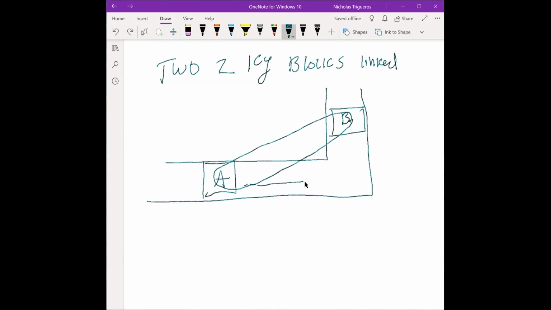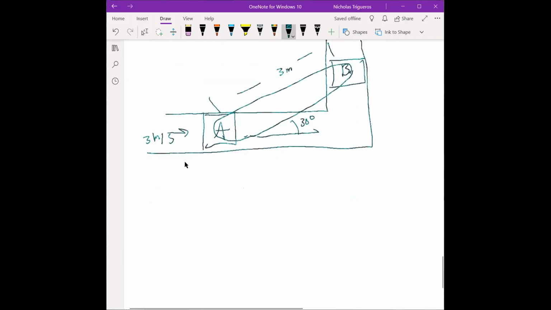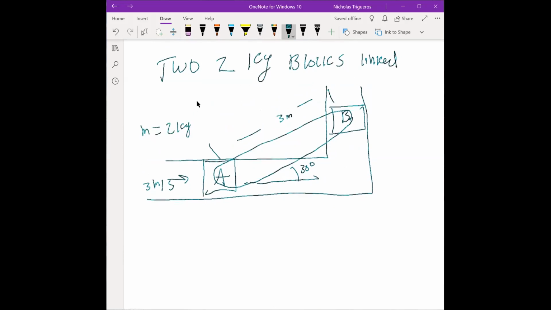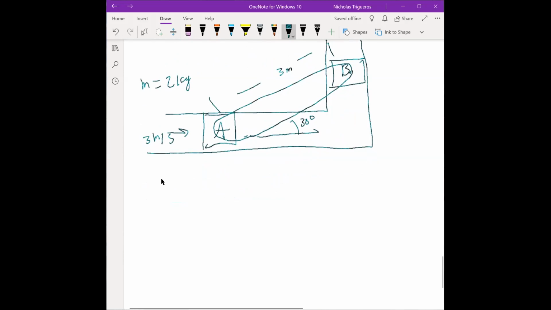Drawing virtually is rough. 30 degrees, the length of this thing is also 3 meters. The speed of this one is 3 meters per second. Hopefully that's visual enough. Two kilogram blocks, M equals 2 kilograms. Assuming that the surfaces are frictionless, what is the velocity? We want V of B.